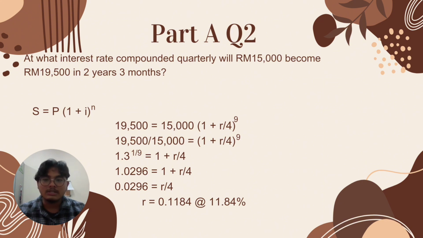Next question: at what interest rate compounded quarterly will RM15,000 become RM19,500 in 2 years 3 months? In this question, we need to use S equals P(1 plus i) to the power of n. We insert the amounts into the formula, so 19,500 equals 15,000 times (1 plus r over 4) to the power of 9. We need to solve this equation, so 1.3 to the power of 1 over 9 equals 1 plus r over 4, and the final answer will be r equals 0.1184.